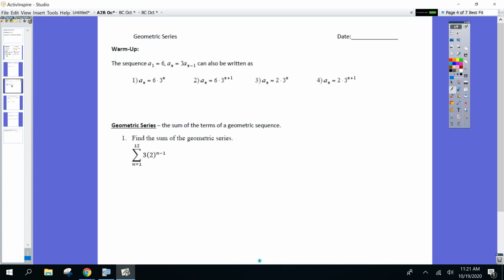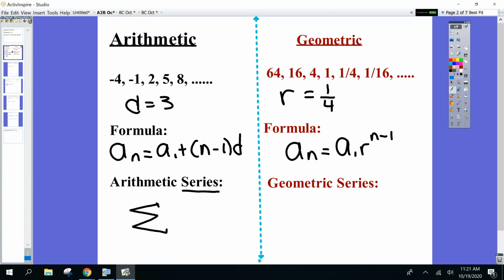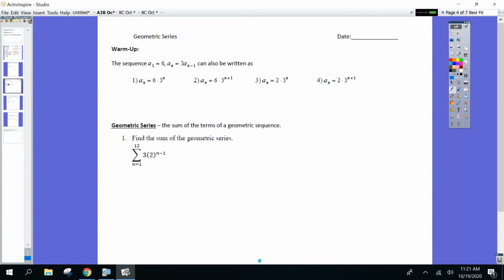Here you go. Geometric series, you should have at the top. Geometric series. All right, I'm going to skip over the warm-up because we just did a huge review warm-up. We don't need anything else for today, I think. Let's go down to the first one here.